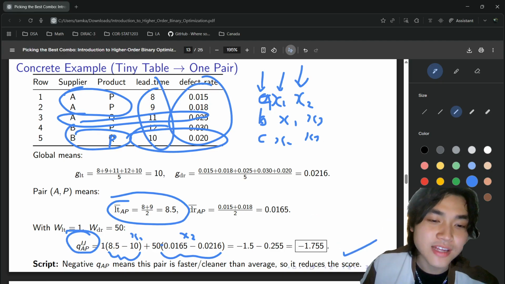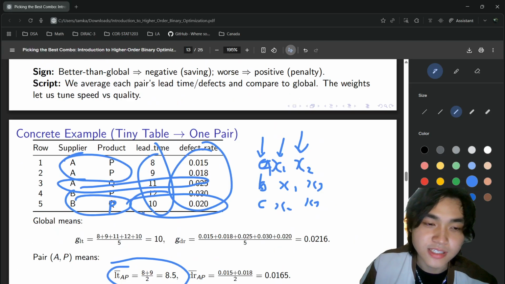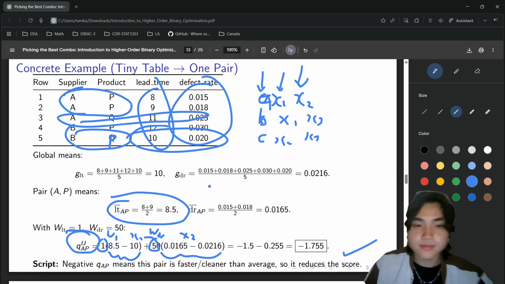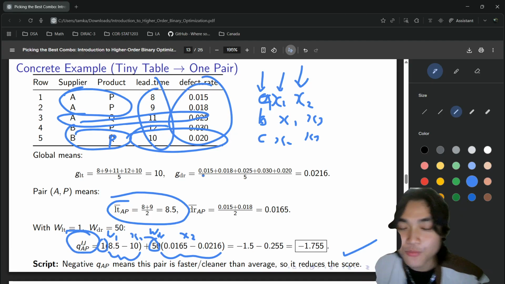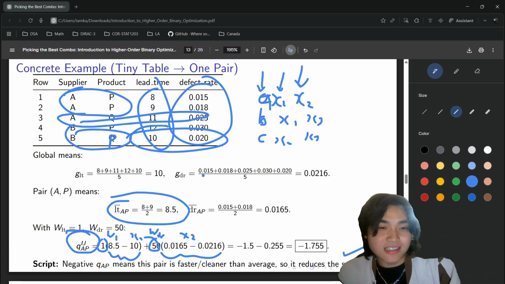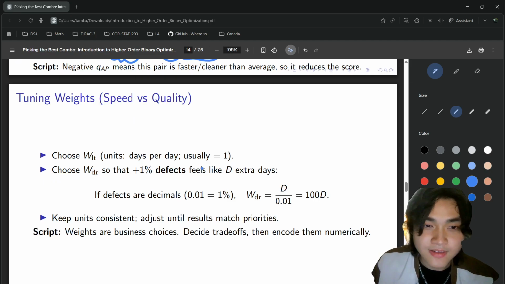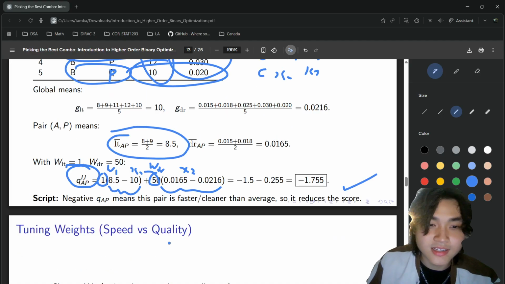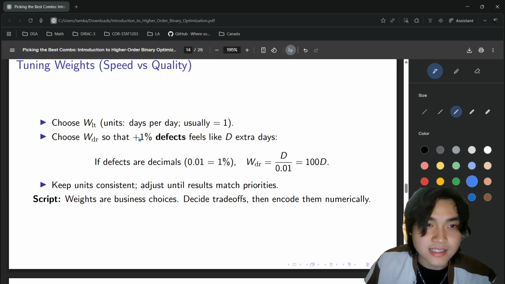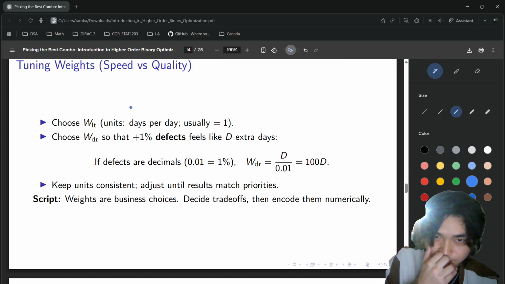Now, as you can see, there's an extra 1 and 50 here, right? So here, this is actually the W1 and this is the WDR from earlier. WLT, sorry. WLT and WDR. So why did we choose 1 and 50 in the first place? This is where optimization gets tough, and the reason why for me optimization is more of a business requirement thing plus applied math. Quite some advanced math. The 50 here is actually not chosen by default. Like, how do you actually create the weights?